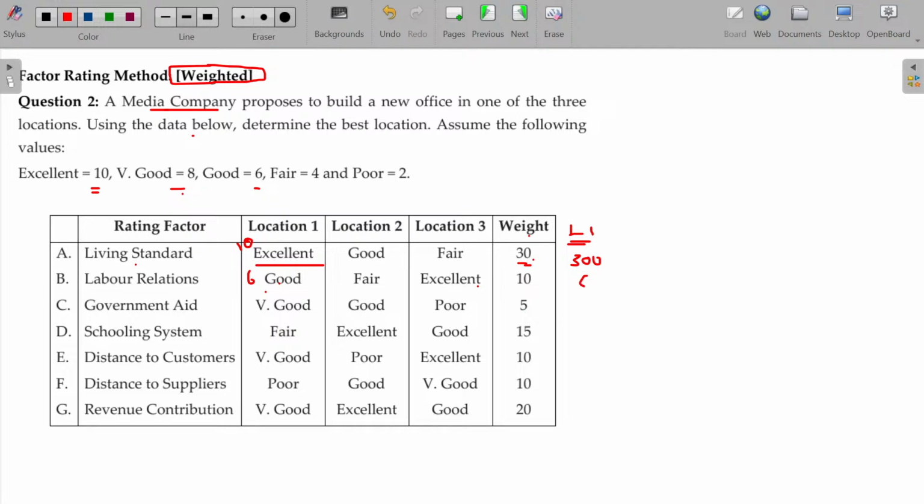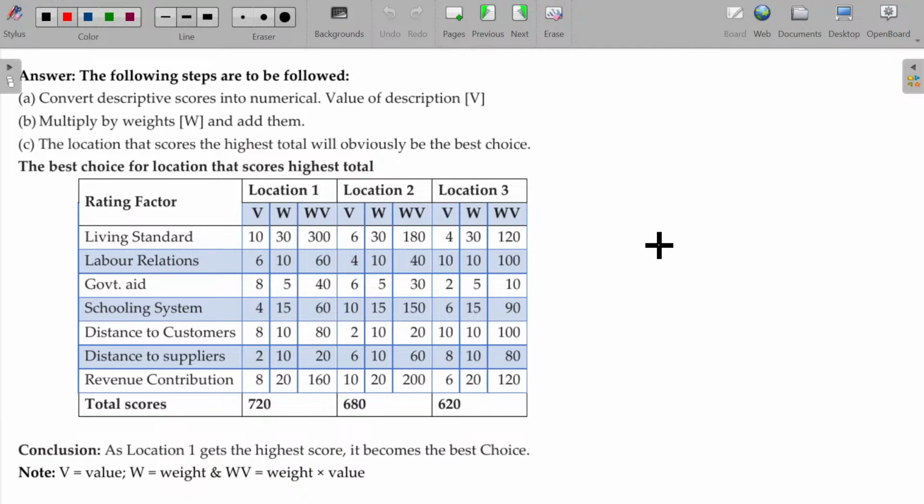6 into 10, 60. And very good means 8. 8 into 5, 40. And fair means 4. 4 into 15, 60. And very good 8. 8 into 10, 80. Poor only 2. 2 into 10, 20. And very good 8. 8 into 20, 160. Get me the total here. 720. Same way you can calculate for location 2 and location 3.